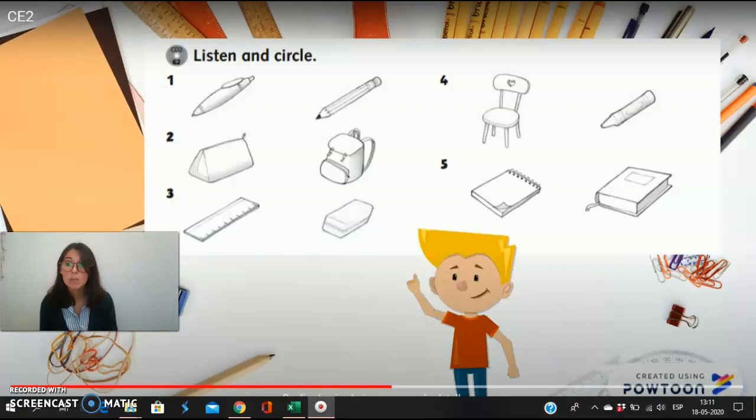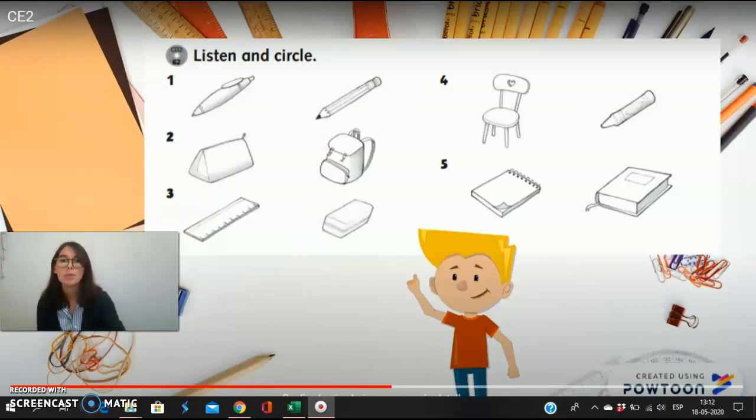Number 3. Ruler. Which one is the ruler? This one or this one? What do you think? If you think it's this one, you circle this one. If you think it's this one, you circle this one. It's a ruler. Or you draw it on your notebook. Number 3, ruler.